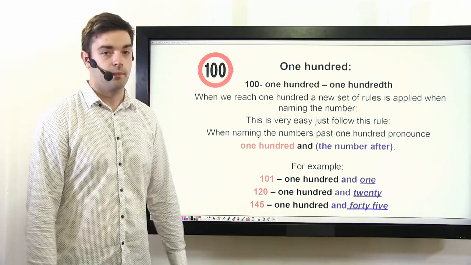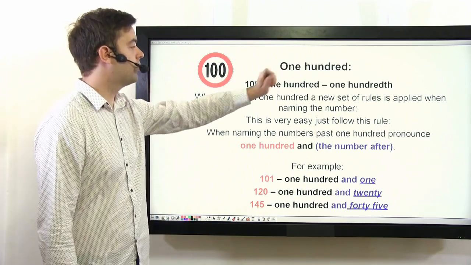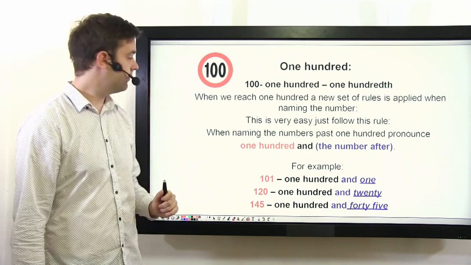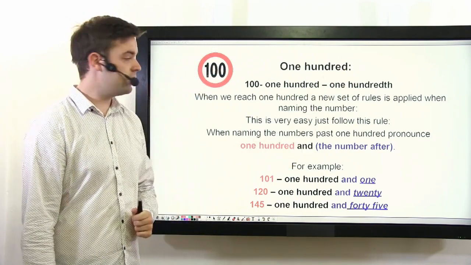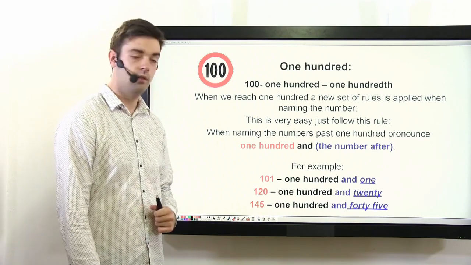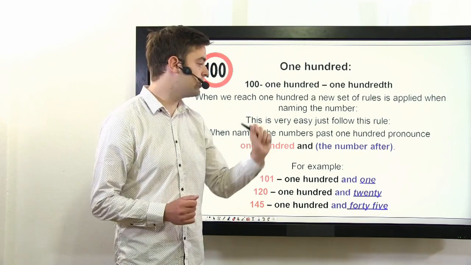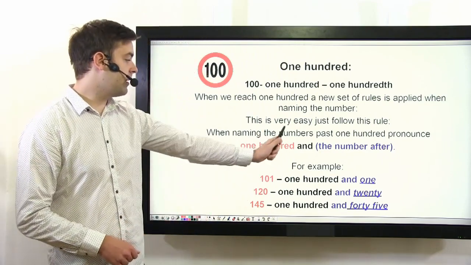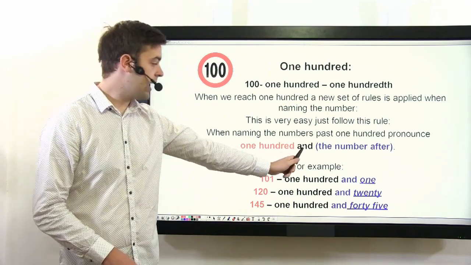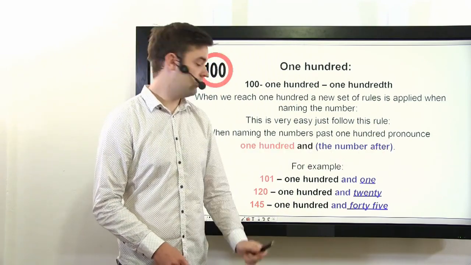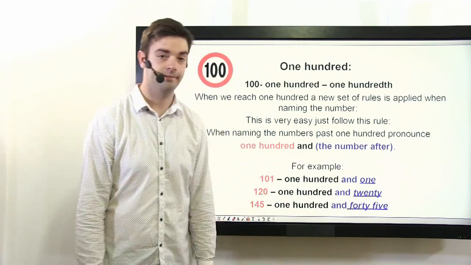After we've counted from 90 upwards, we reach 100, 100th. When we reach 100, a new set of rules is applied when naming the number. This is very easy. We just follow this rule. When naming the numbers past 100, pronounce 100 and the number after.